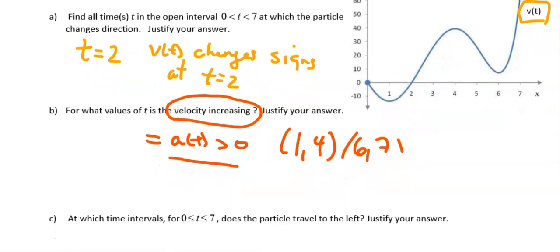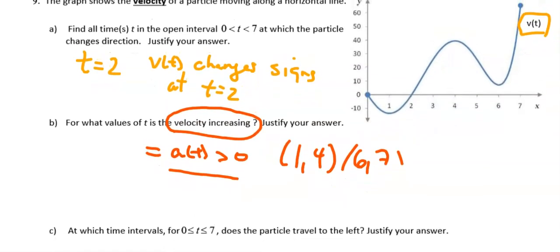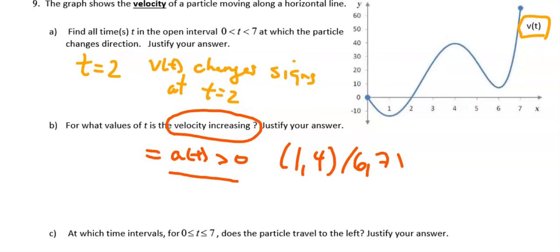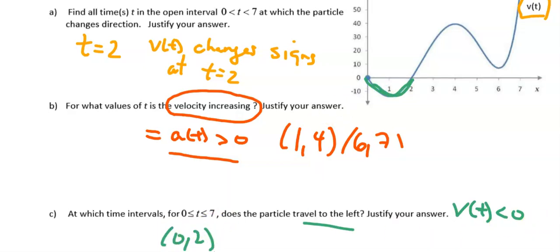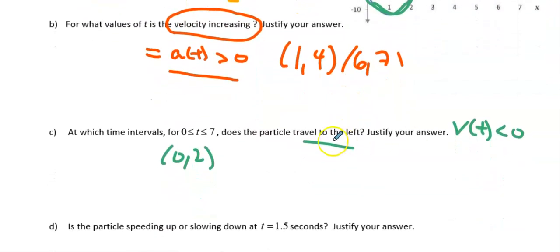All right, part C. At what time intervals does the particle travel to the left? Justify your answer. So remember, for this one, traveling to the left is where your velocity is less than 0. So this is your value. Your value is less than 0 from 0 to 2. So it's 0 to 2. And again, your justification is not that it's below the x-axis. And always stay away from words like "it" and stuff like that. And here's your justification right there.